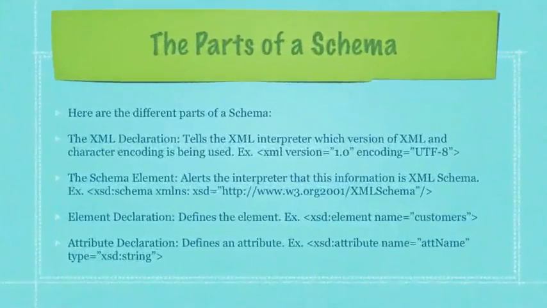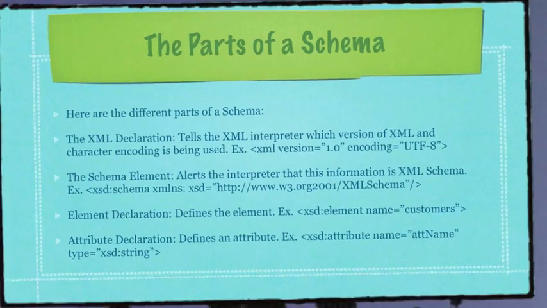Here are the different parts of a schema. The XML declaration tells the XML interpreter which version of XML and character encoding is being used. The schema element alerts the interpreter that this information is XML schema. The element declaration defines the element, and you can see an example here. And the attribute declaration defines an attribute, and you can see how I'm defining an attribute here being @name and stating that it is a string.